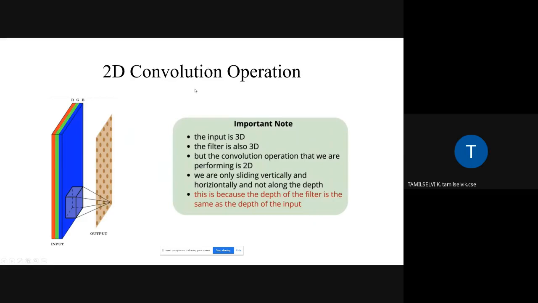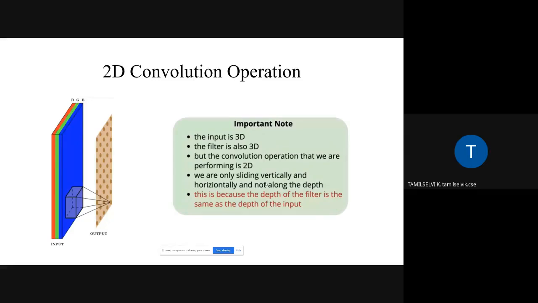So the input is 3D. The filter is also 3D, and the convolution operation that we are performing is 3D. You can ask whether 3D convolution is also available. In general, if you go with VGG, ResNet or AlexNet, whatever the architecture, they are not going with the 3D convolution. They are going only with the 2D convolution, what we have seen already.